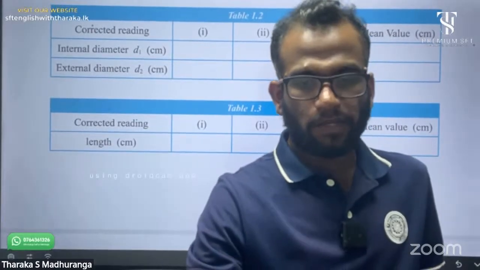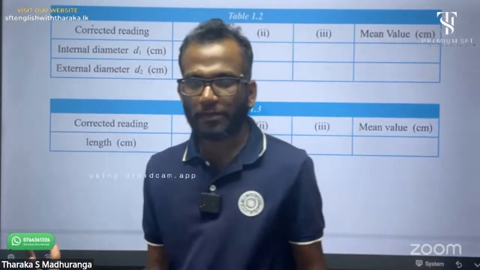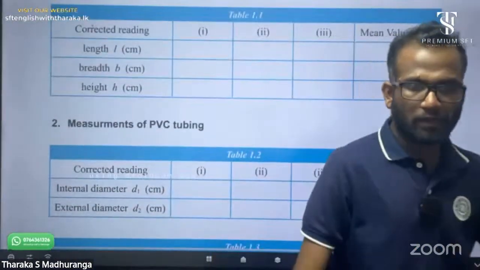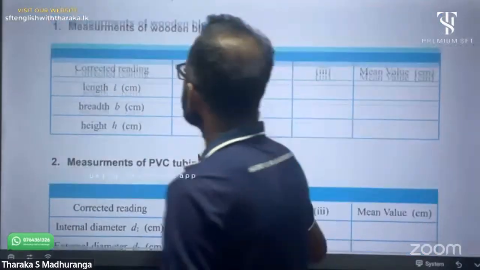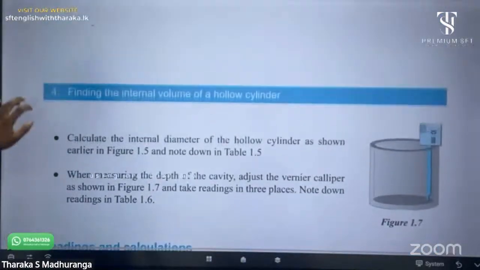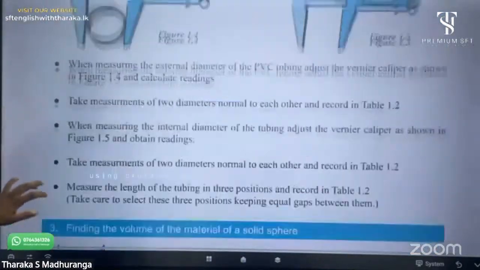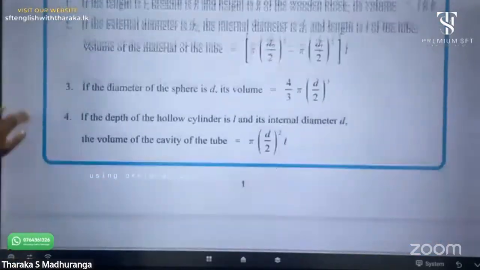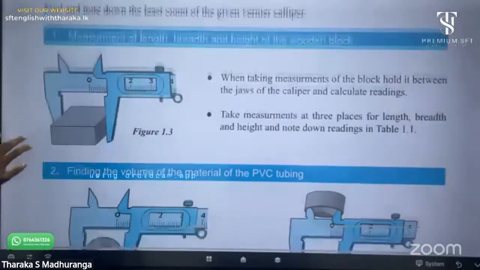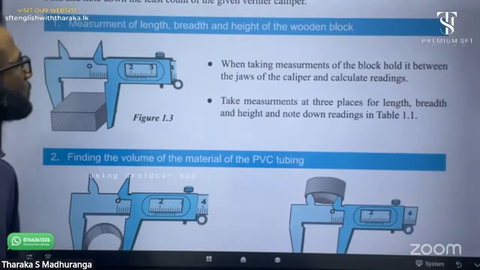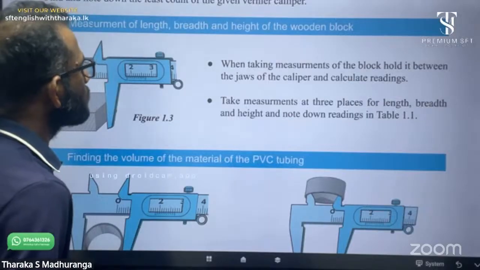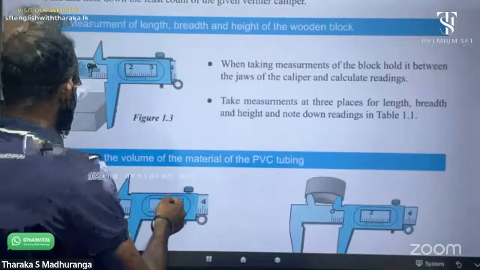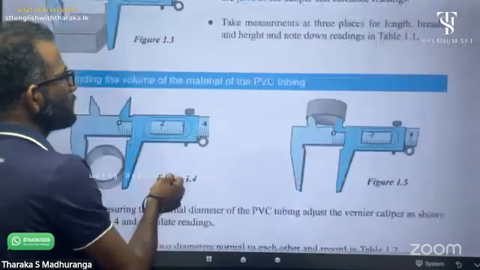Okay, this is the summary. Any doubt from vernier caliper? Any doubt from vernier caliper? In our practical, the same thing is given with different experiments, different practicals. Measure the length, breadth and height of a wooden block.